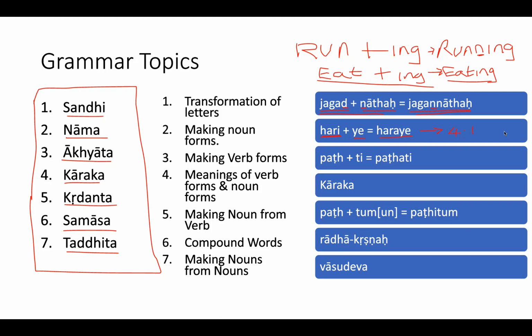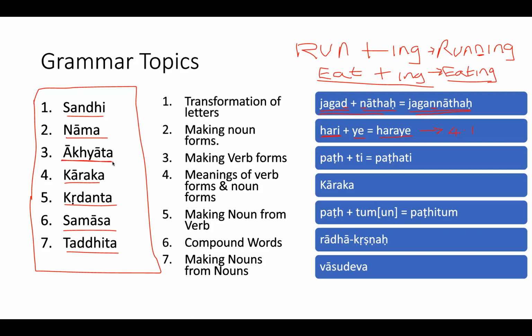But if Hari comes towards me, you say Harihi agacchati. There the form is Harihi. So like that, there are different forms of the nouns. These are all nouns. Nouns get changed into different forms to denote different cases. So that is the Nama, the second chapter in Harinamamrita Vyakaranam that deals with that.